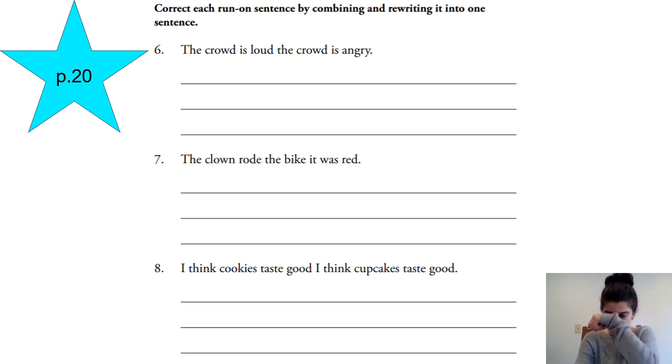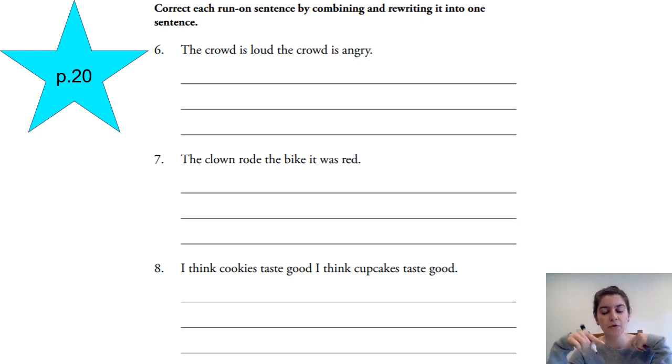Okay, so first we know that we're talking about the clown and this bike. So we can start with saying the clown, he's our subject. Go ahead and write the clown on your paper. And then let's think about this next part. The clown rode the bike, it was red. What was red?